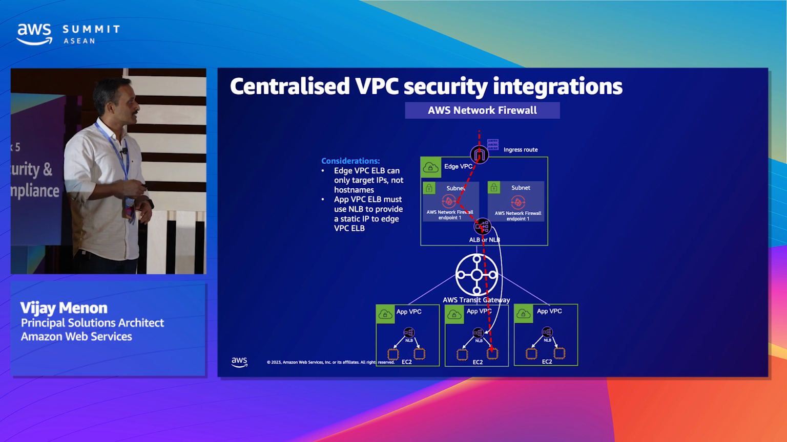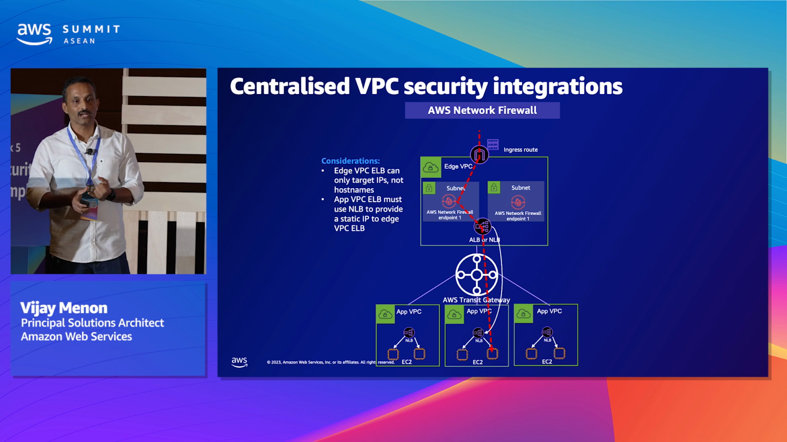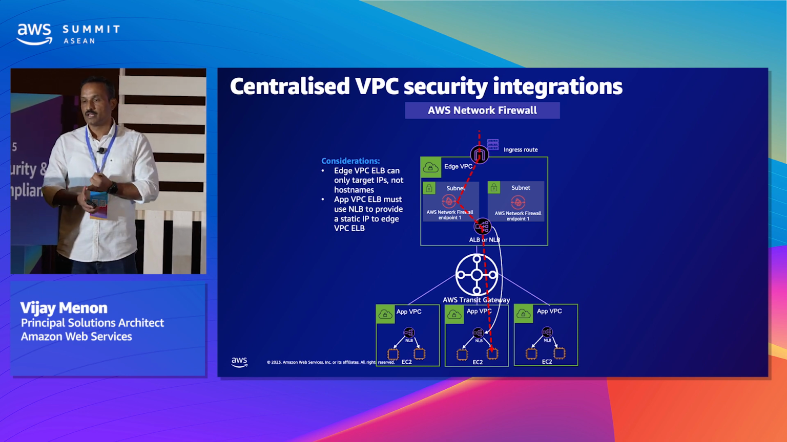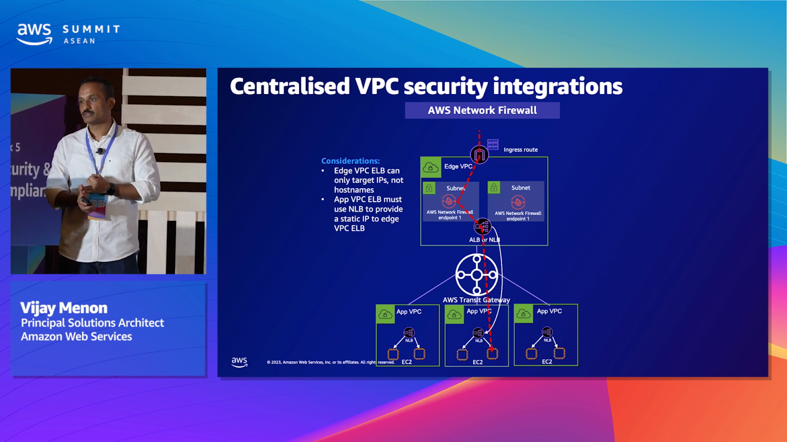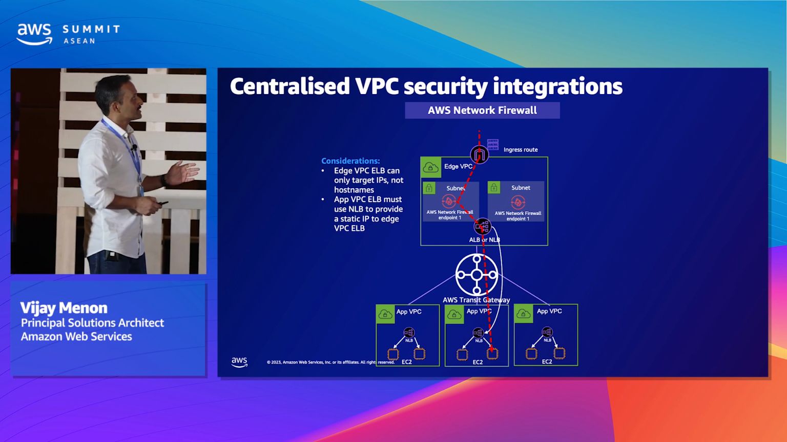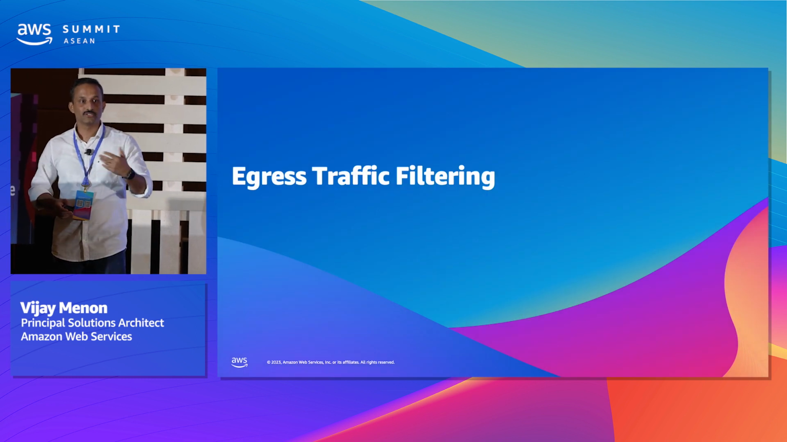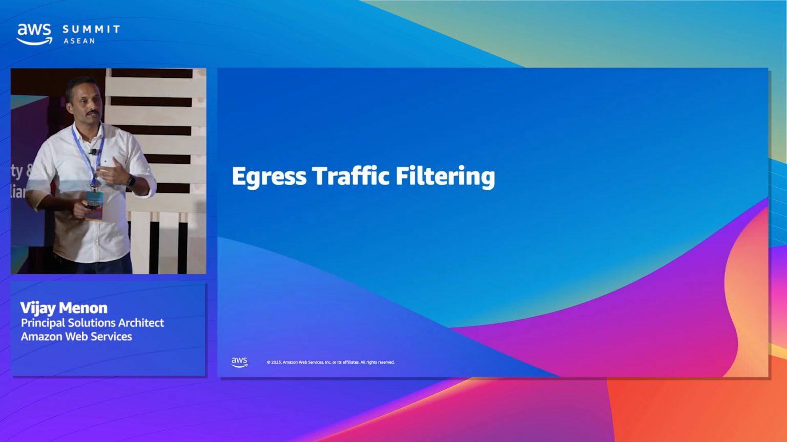So we have similar considerations which we need to keep in mind as the previous one, where ALB can only point to the IP address, and that needs to be NLB fronting your workload. So these were the centralized ingress architectures. Let's look at egress, like how do you do distributed egress and centralized egress, right?